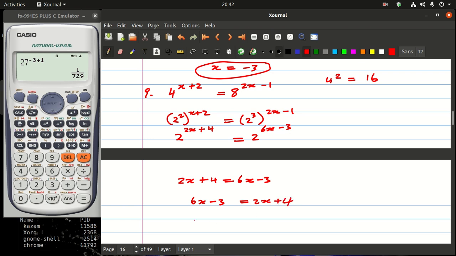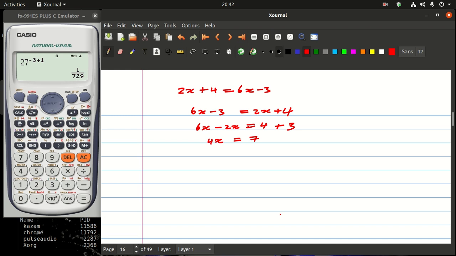Now, if you look into this, I take everything that has an x on one side, and everything that doesn't have an x on the other side. So I will end up having 6x minus 2x. This was positive; when it's jumping the side, it's supposed to be negative. This one is negative; when it's going to the other side, it's supposed to be positive. So I end up having 4x is supposed to be the same as a 7. 4 plus 3 is a 7. And then x here is supposed to be equal to 7 over 4.